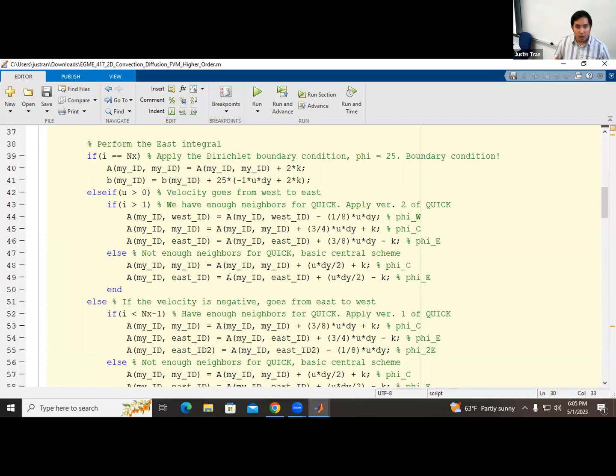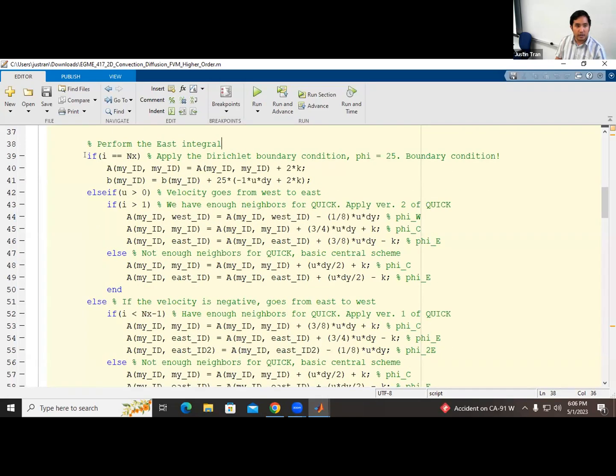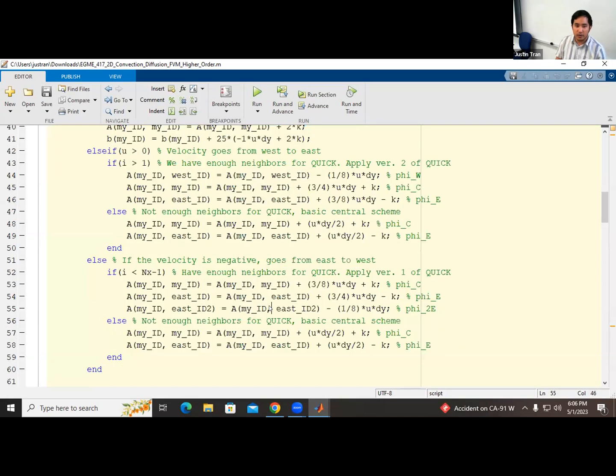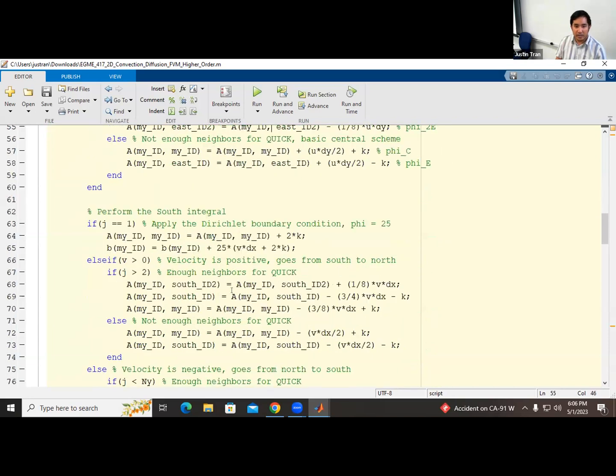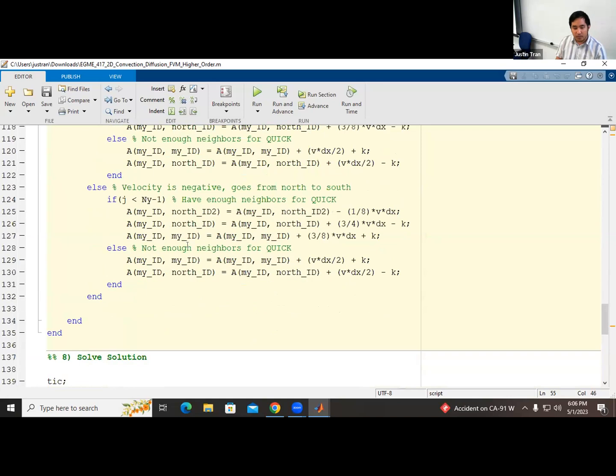The way to read this code is that I broke it up into different integrals. If you read the comments here, each section tells you which integral we're evaluating. The first one is the east integral. This entire code block from line 39 to line 60 is just for the east integral. Then we have the same thing for the south integral, the west integral, and the north. So this is probably the most lengthy code that we've looked at.